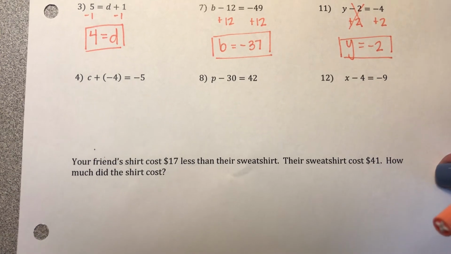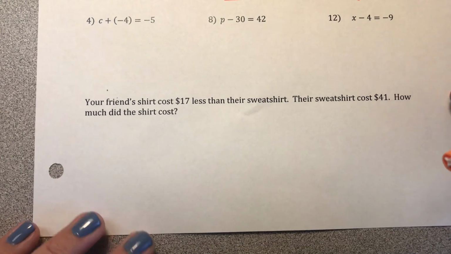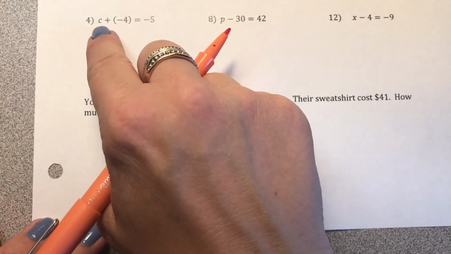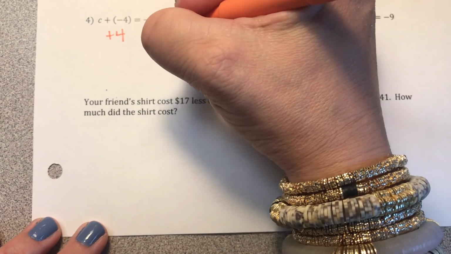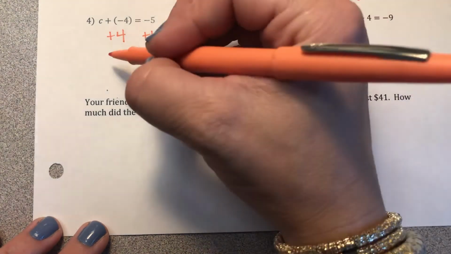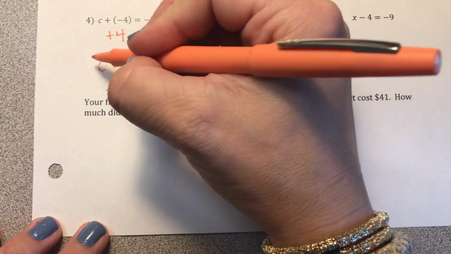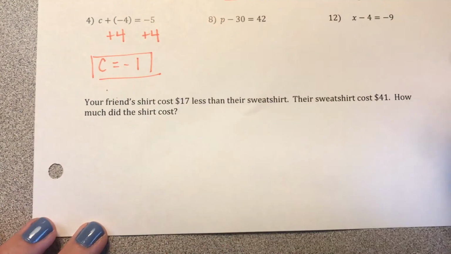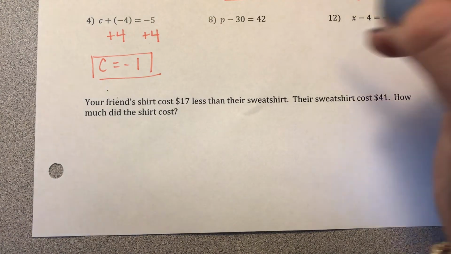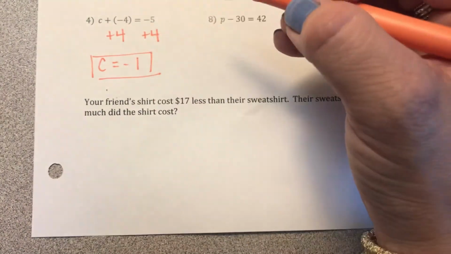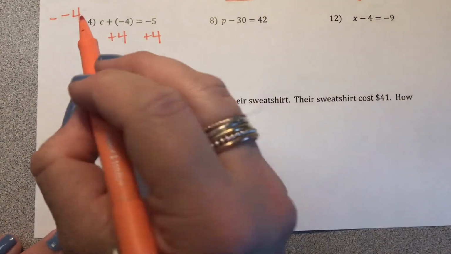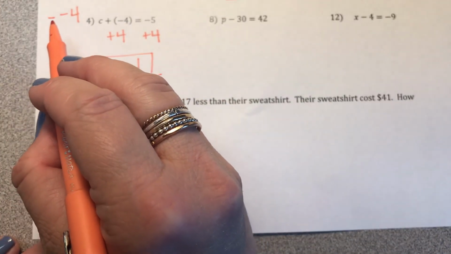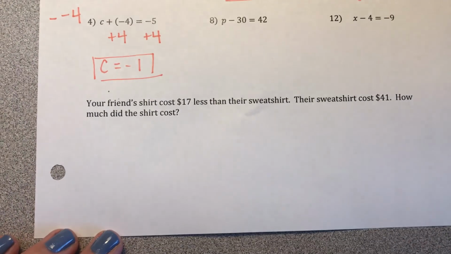Number 4, moment of truth. What's the opposite of adding negative 4? Adding positive 4. And you get c equals negative 1. So the opposite of adding negative 4, I'm going to write it over here, would be to subtract negative 4. And look at that. Keep, change, it becomes plus 4.